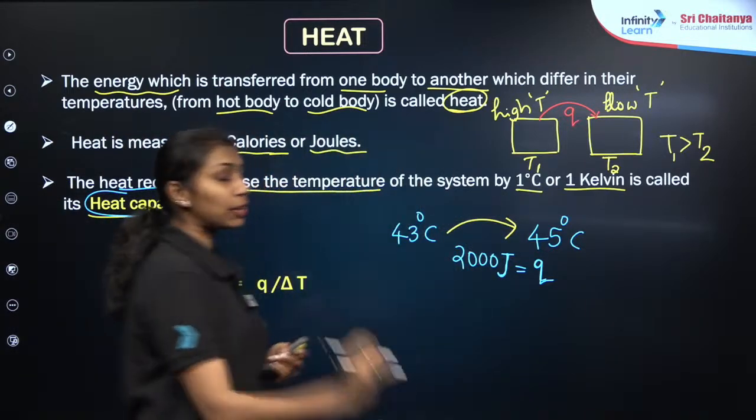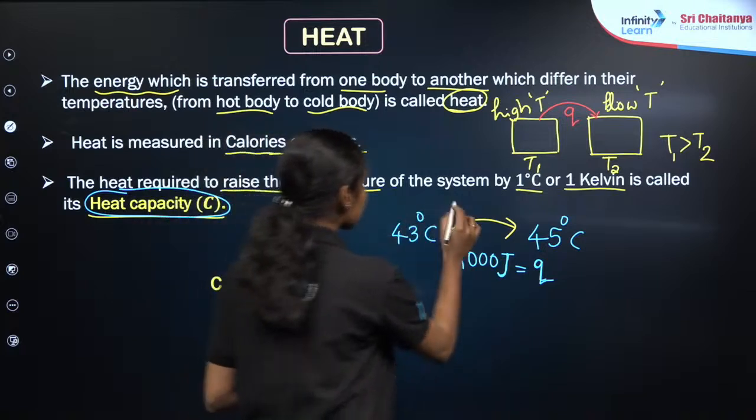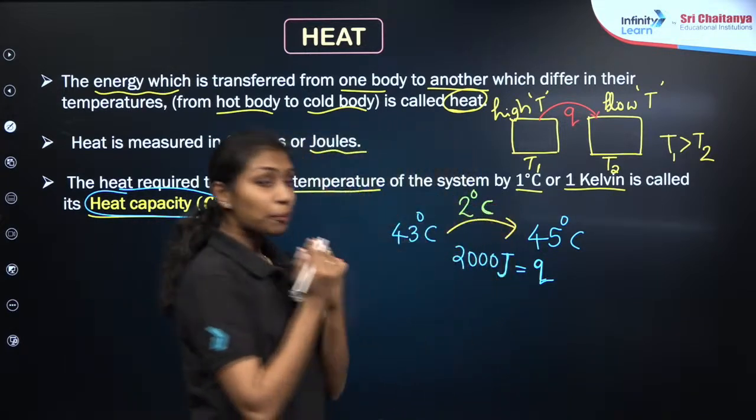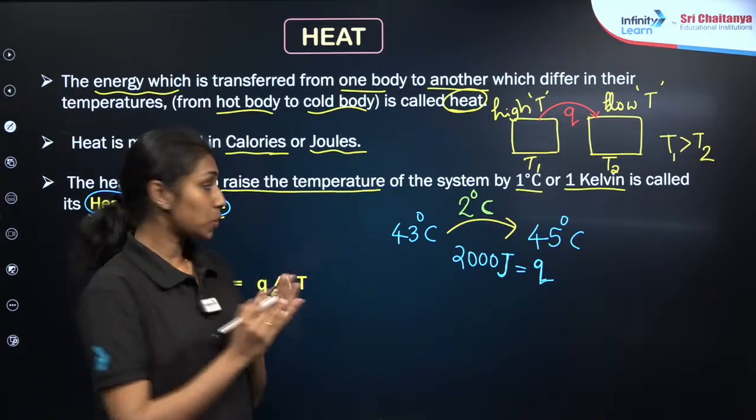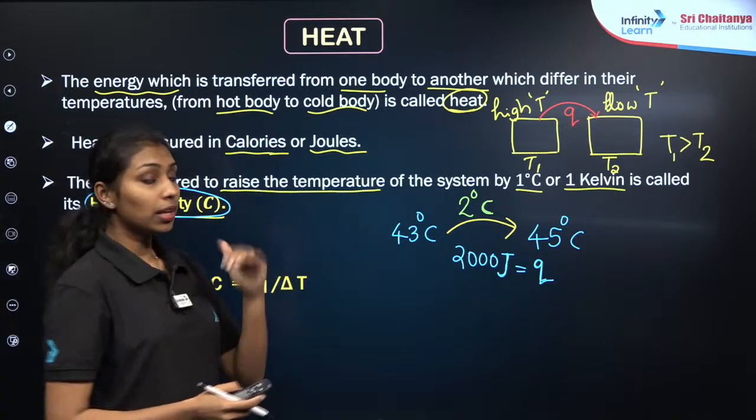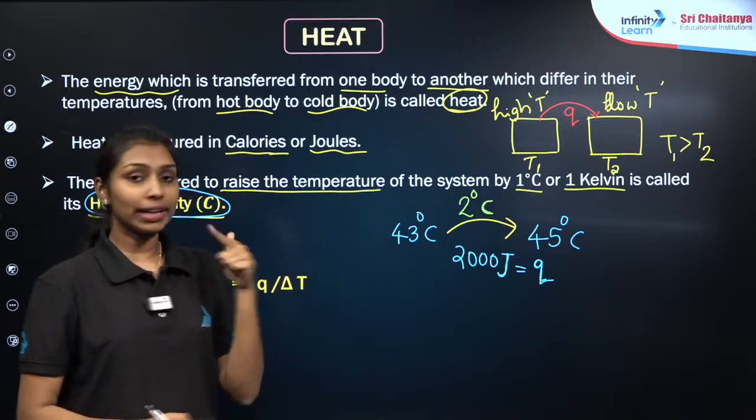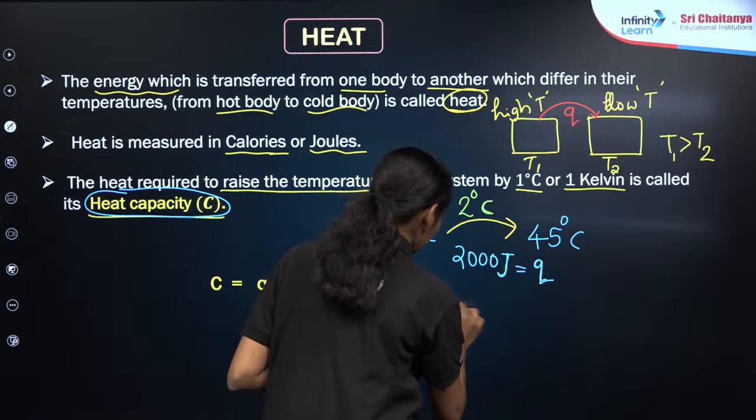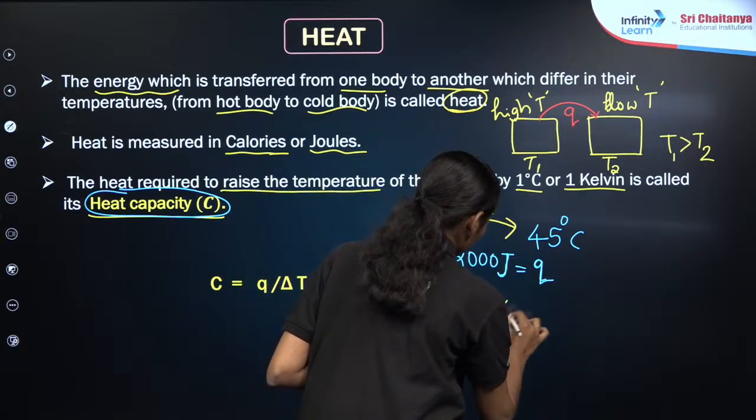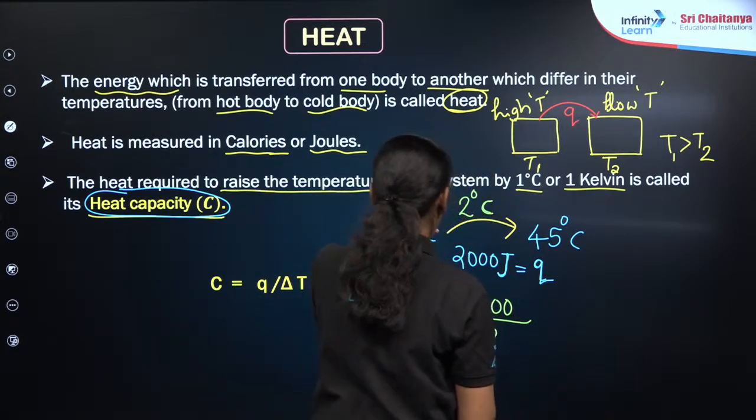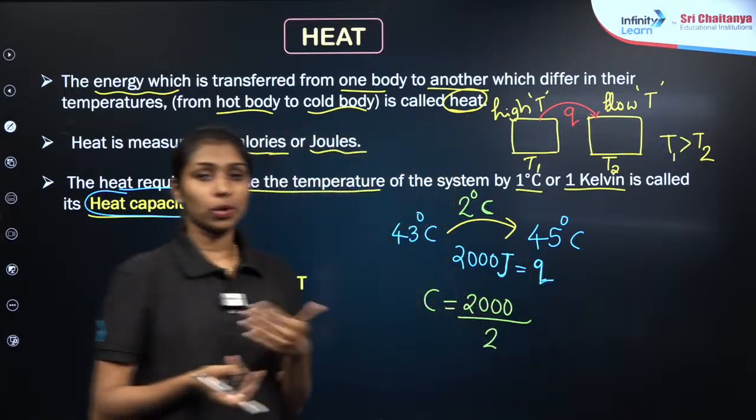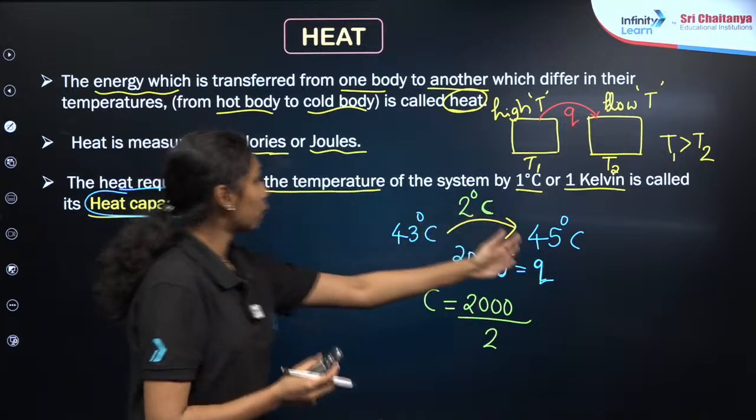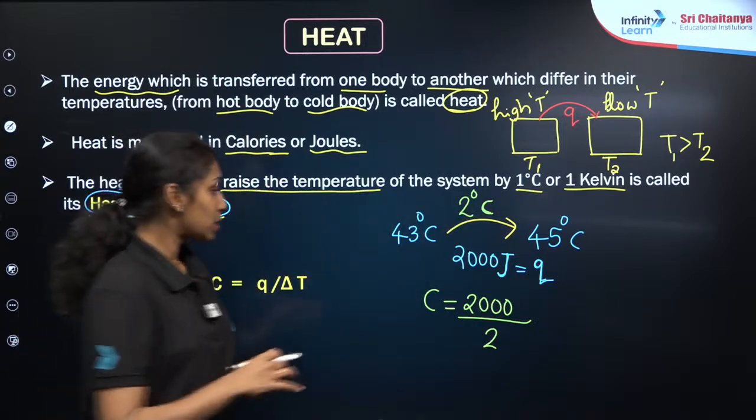43 degrees centigrade to 45 degrees centigrade means 2 centigrade, right? It is changing around 2 centigrade. So, I can say that our heat capacity definition is that whenever heat is absorbed by the system, it changes the temperature by 1 degree centigrade or 1 Kelvin. So, if I am taking here 2 degrees centigrade, I can say that the heat capacity is equal to 2000 by 2, right? This 2000 means heat, the heat absorbed or given to the system, and this 2 means change in temperature, 45 minus 43, that is equal to 2.